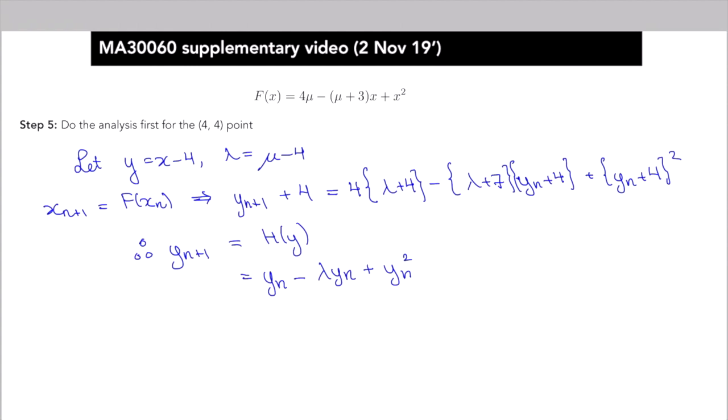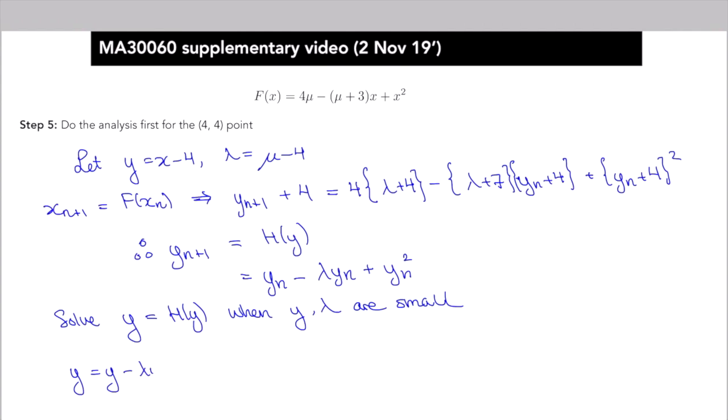Okay, so the key idea is now you want to solve y equal to h of y when y and lambda are small. Okay, in fact, I can help you do this. I have y is then y minus lambda y plus y squared. And then you see that y squared is essentially lambda times y, and y is equal to lambda if y is not equal to 0. Okay? This is a transcritical bifurcation. Think about why that's the case. So this concludes the analysis for the 4 point.